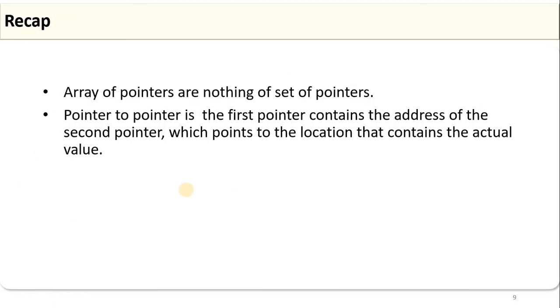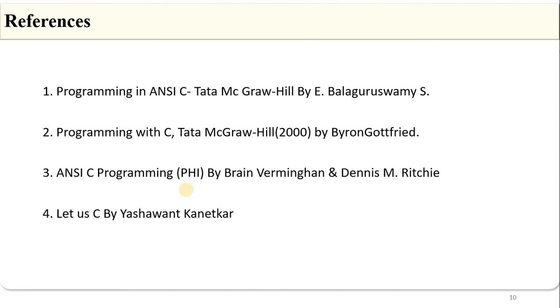Just a recap. Array of pointers is nothing but a set of pointers. In a pointer to a pointer, the first pointer contains the address of the second pointer, which points to the location that contains the actual value. Right? These are the references; we can refer to them. Thank you.